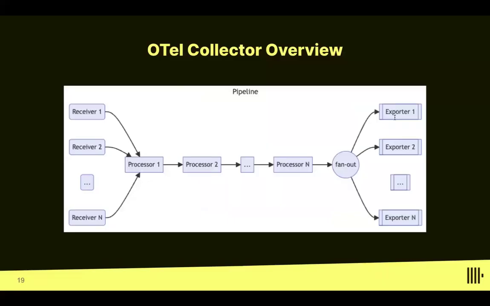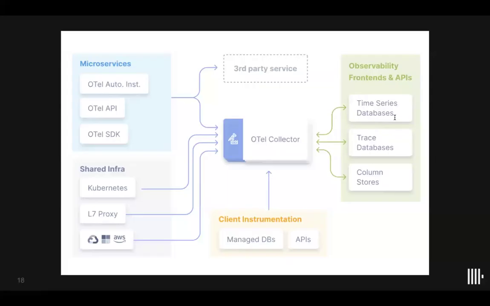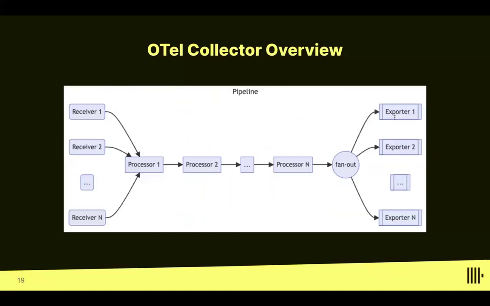Now, let's talk a little bit about the OTel collector. The thing that on this diagram is right in the middle, the main component of it. So the OTel collector pipeline consists of receivers, processors, and exporters. Receivers are all about how the OTel collector gets data.